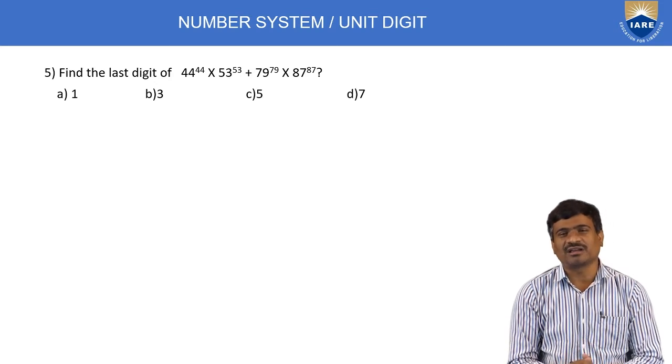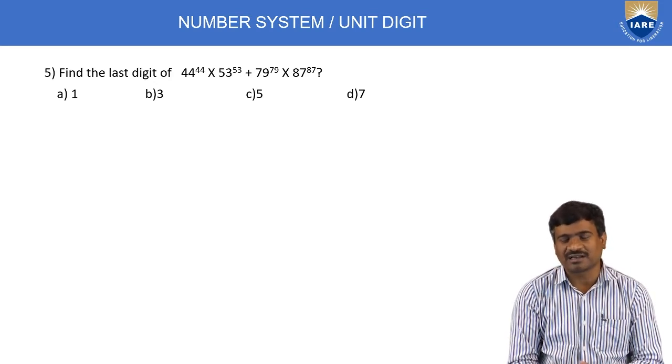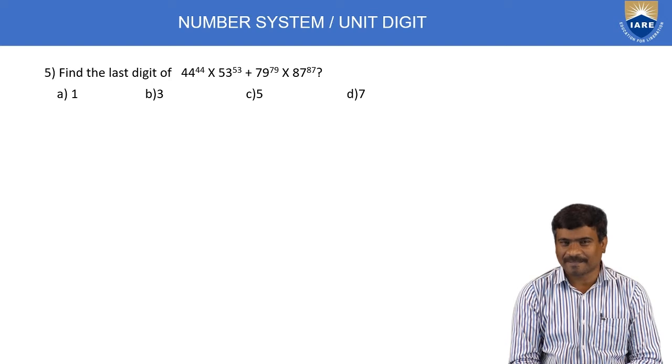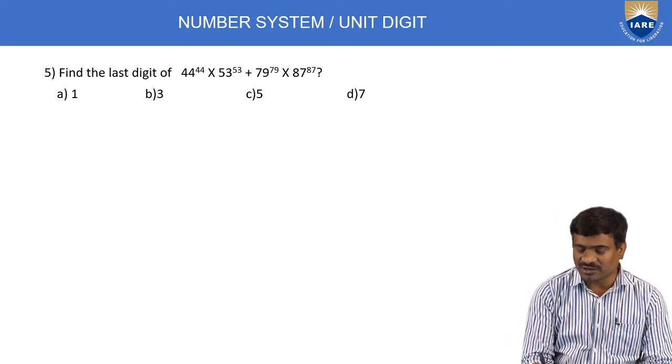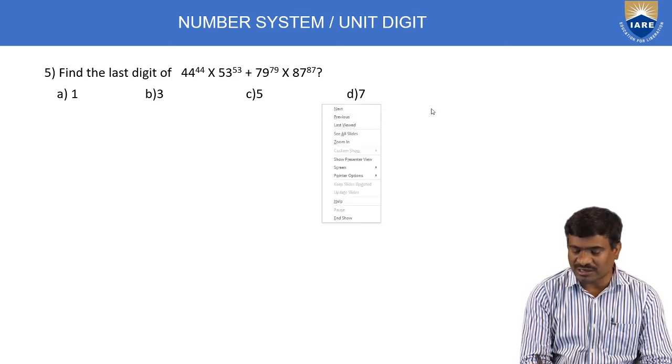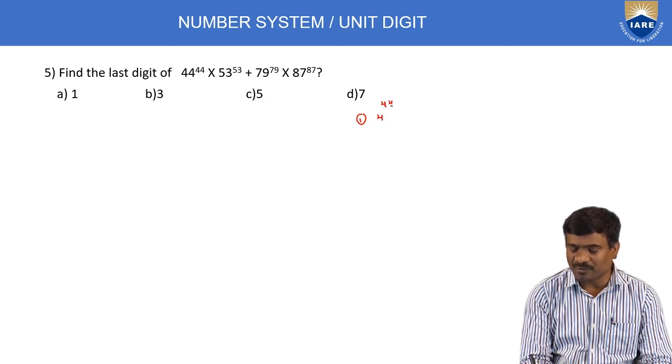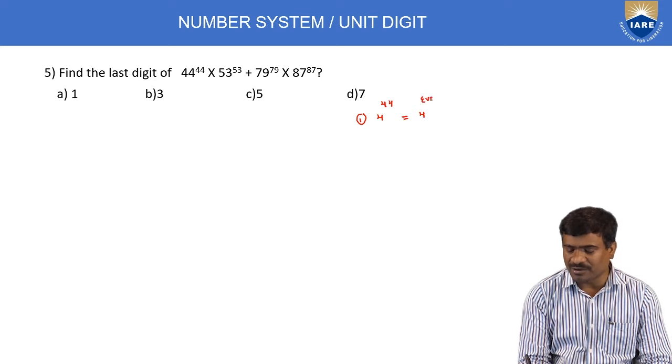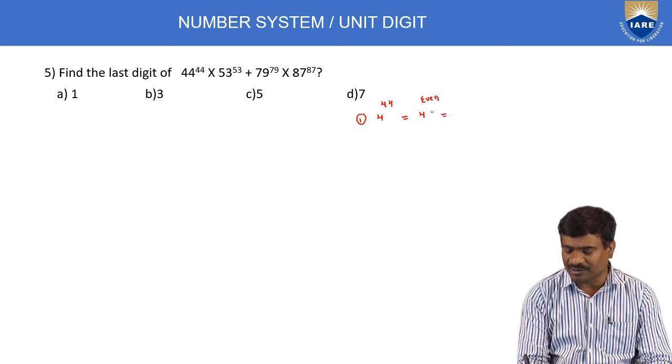First calculate the individual unit digits, next apply the operator. Here the first one is 44 to the power of 44, which is also written as 4 to the power of 44. In the property of 4, check the power: even number or odd number. Here 44 is an even number. 4 to the power of an even number is 6.